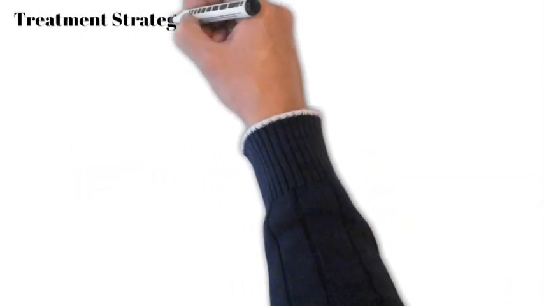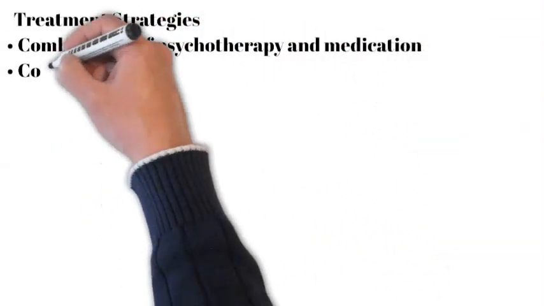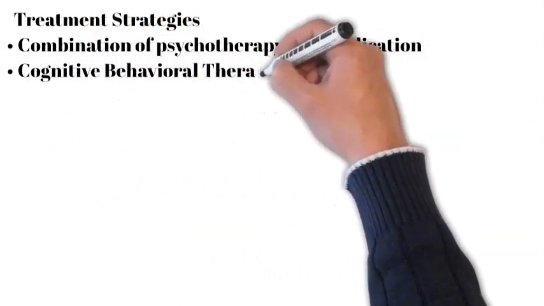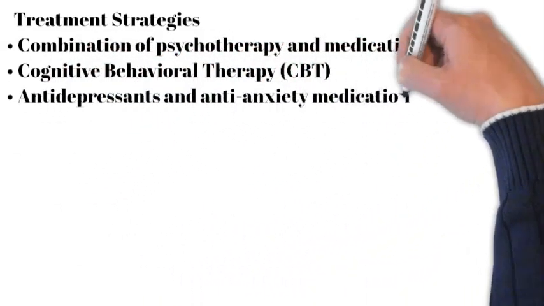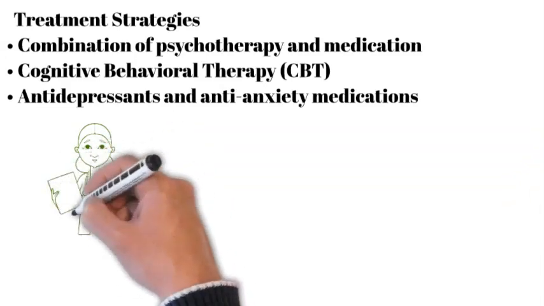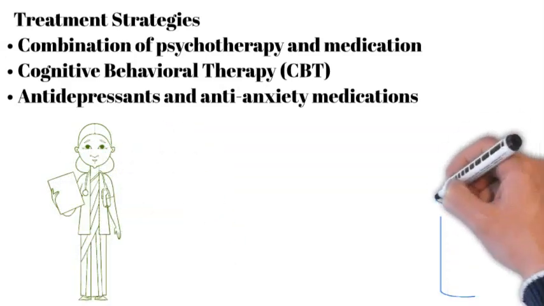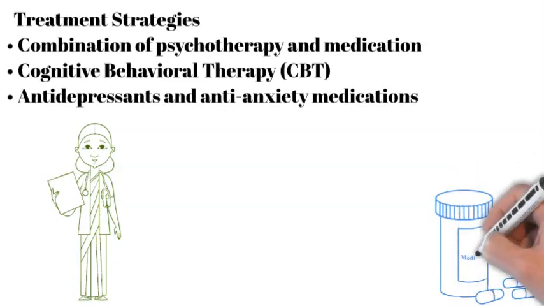Treatment of somatic symptom and related disorders involves a combination of psychotherapy and medication. Cognitive behavioral therapy can help patients learn new ways of understanding and coping with their symptoms. Antidepressants and anti-anxiety medications can also be helpful in managing some symptoms and any coexisting mental health conditions.